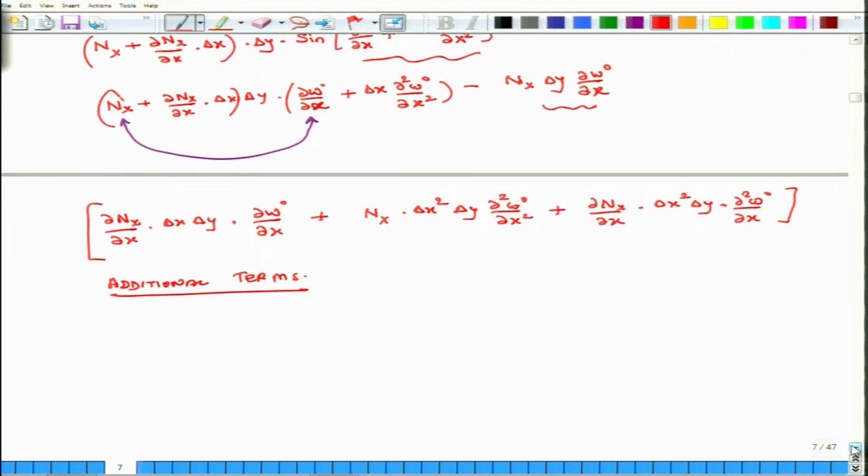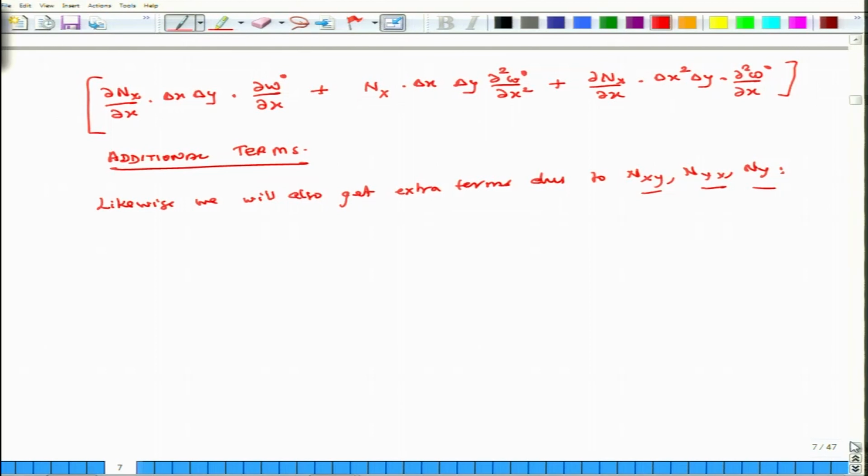Likewise, we will also get extra terms due to nxy, nyx and ny. Okay. So likewise we will get extra terms also due to nxy, nyx and ny. So what we have to do is compute all these terms using this methodology and add up all those terms.